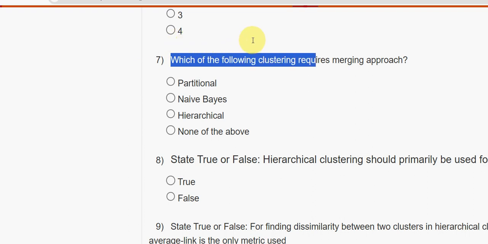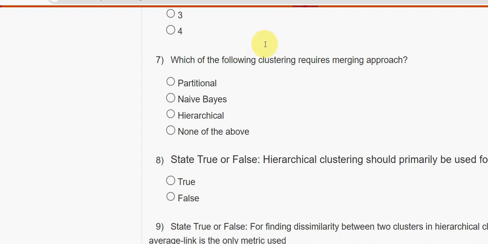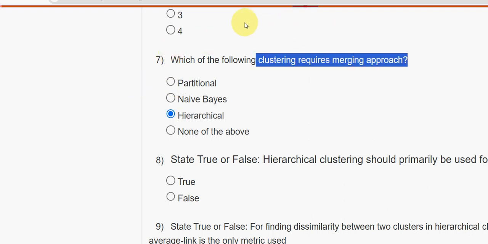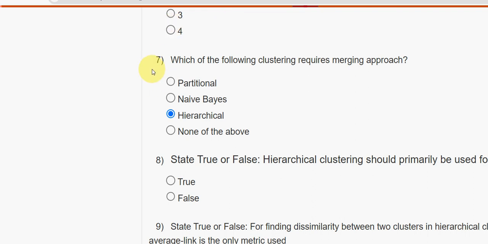Which of the following clustering requires merging approach? So for seventh question, the probable solution is third option guys, hierarchical. Hierarchical clustering requires the merging approach. Next, eighth one.